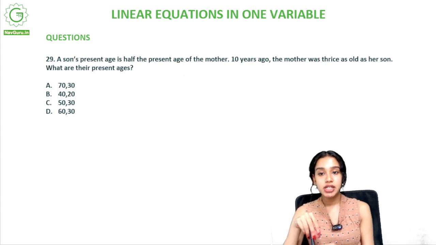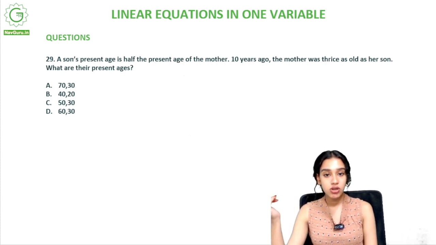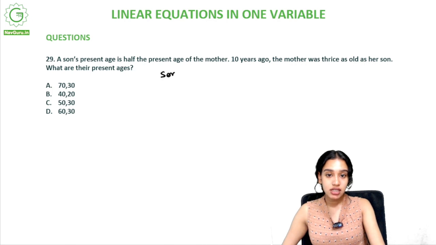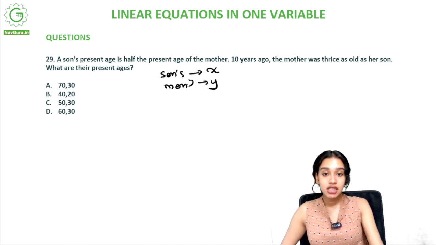Now a son's present age is half the present age of the mother. Ten years ago, the mother was thrice as old as her son. What are their present ages? The son's age is half the present age of the mother, right? So the son's age would be x currently and the mom's age would be y. So x is equal to y by 2, right?